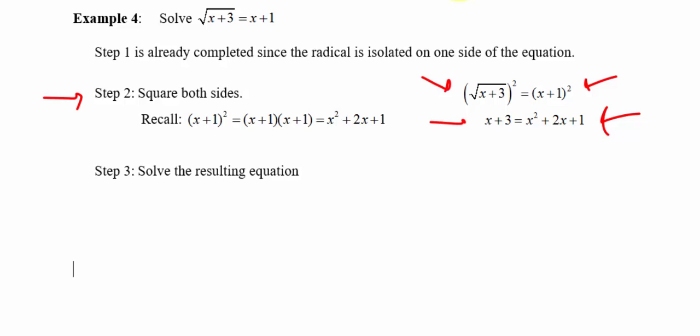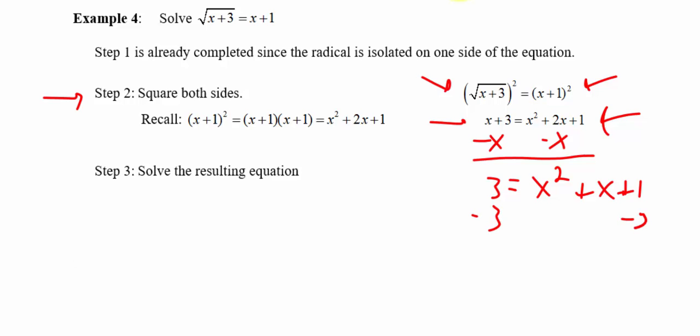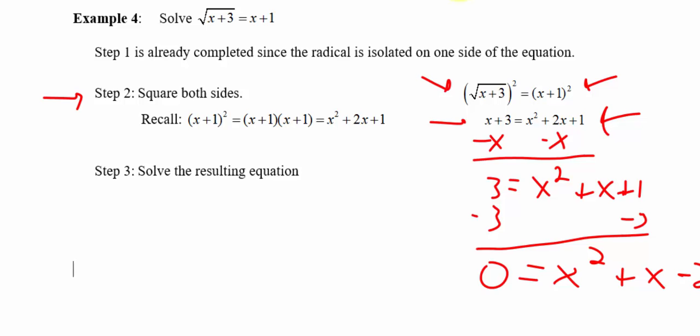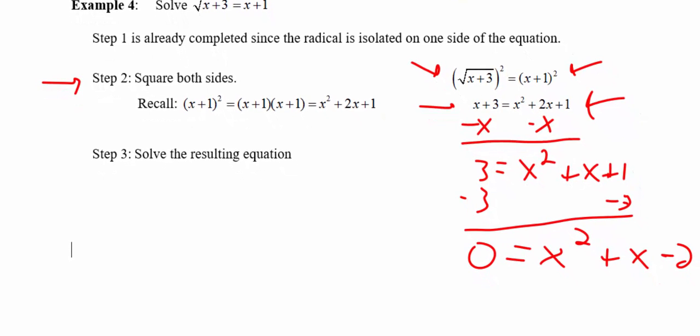Well, what's left? If I subtract x from both sides, that's a good start. That's going to leave me with 3 equals x squared plus x plus 1. And then if I subtract 3 from both sides, we'll have 0 equals x squared plus x minus 2. Okay, so this, we know how to do this. This is basically factoring a trinomial, right?